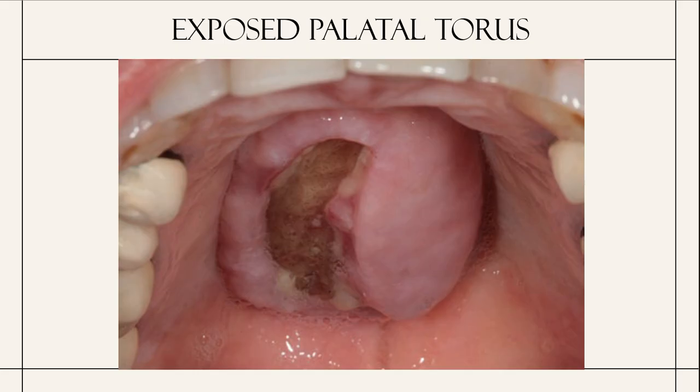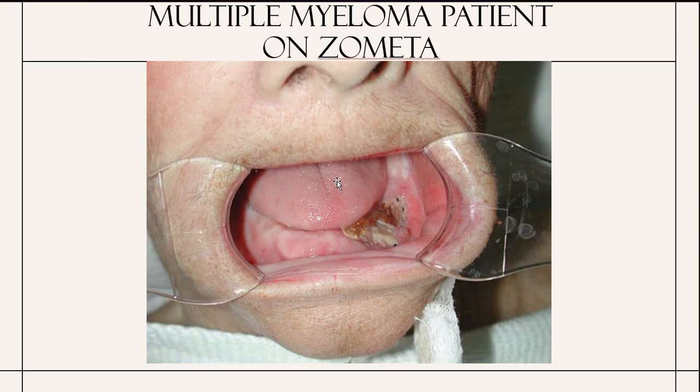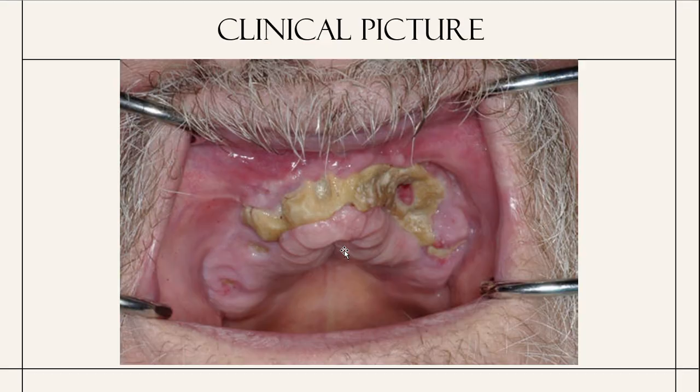An exposed palatal torus. Maybe there was a procedure to it, maybe there was a trauma to it, an ulcer or whatever caused it to happen. Here we have a maxillary bone exposure. As you can see, the nasopalatine canal is apparent here. Here we can see a multiple myeloma patient on the medication with recent extractions that caused this exposed bone. So that's the clinical picture, how it looks.